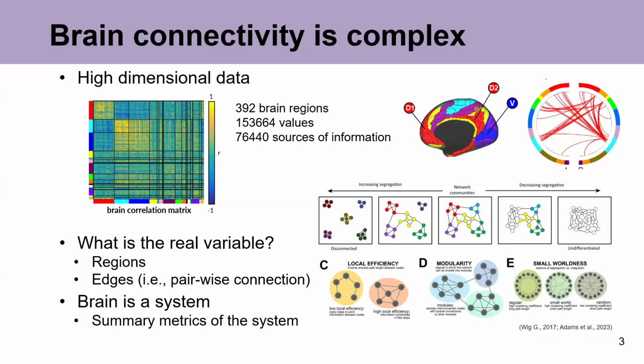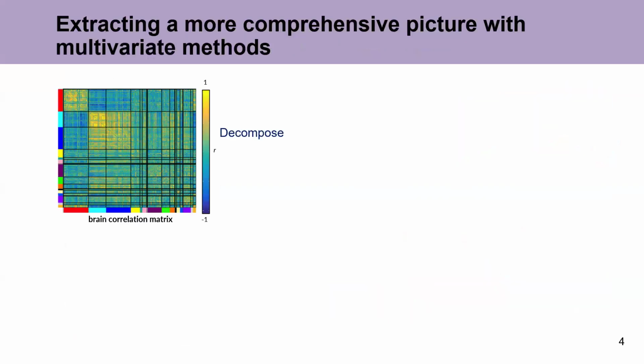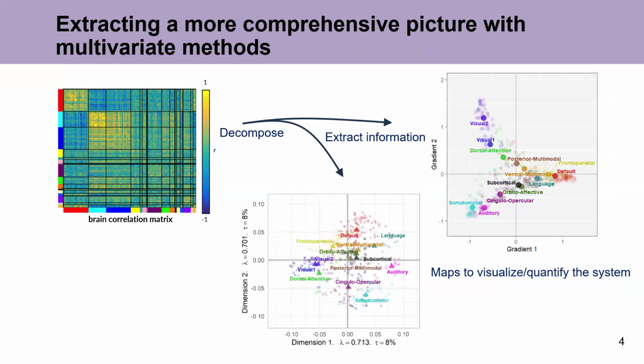But alternatively, we want a more comprehensive view, and that's why we use multivariate analysis. An extension of PCA will help decompose this brain correlation matrix into a map of components, and they could have different names depending on the analysis that we use. And it gives you a map to visualize the brain as a system. So here, the closer the two networks are, the more similar they are. They will have higher functional connectivity. They're more synchronized in the pattern captured by the components.